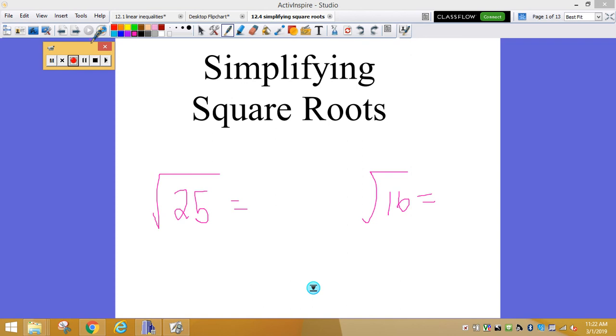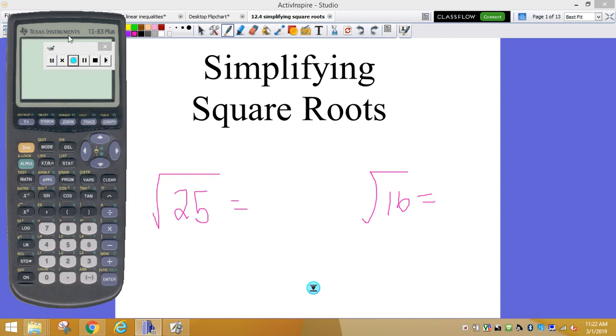Okay, so this lesson is on simplifying square roots. So we're going to start super easy. Square roots of 25 and 16. These are perfect squares. I'm going to show you how to do these on your calculator.